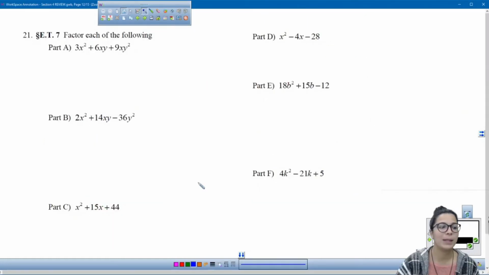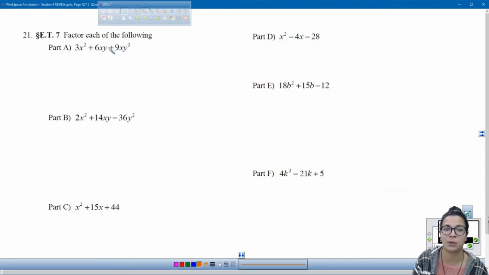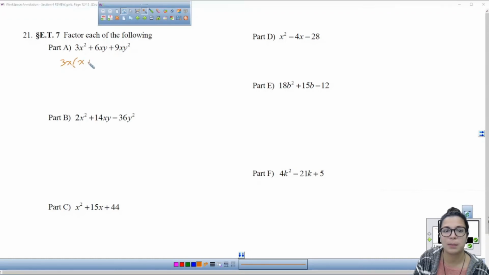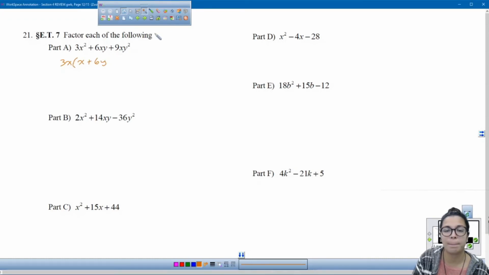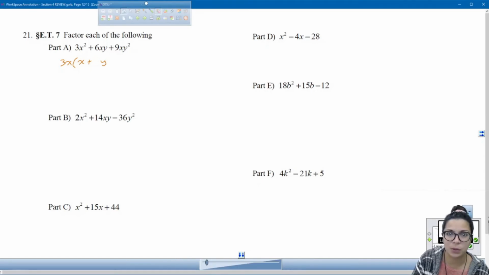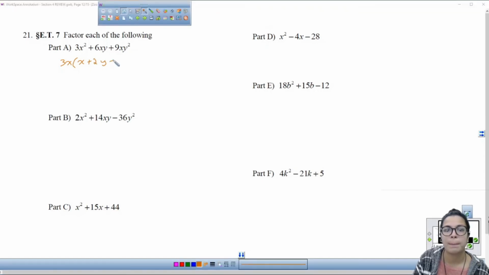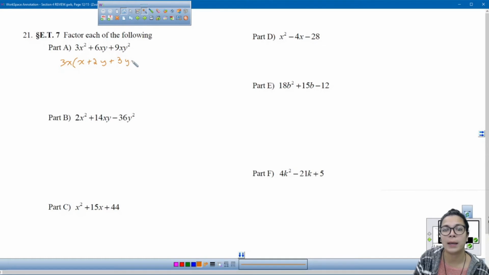Moving along to 21. So on 21, I need to factor every single one of these. Remember, the first thing that we do to factor is see, can we factor out a GCF? I could factor out 3 from all of these. I could also factor out x from all of these. So I'm going to factor out 3x, which leaves me with x plus... Oh, no, 6 divided by 3 is 2, plus 3y squared.